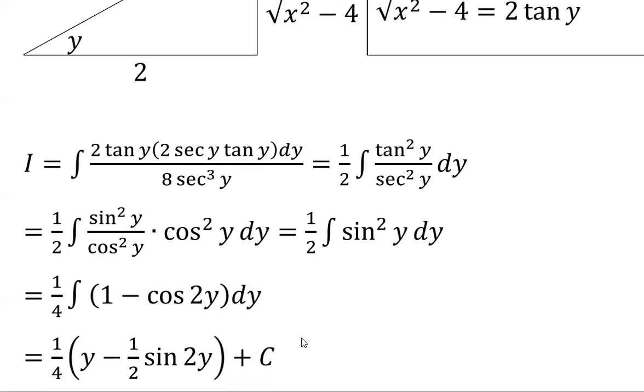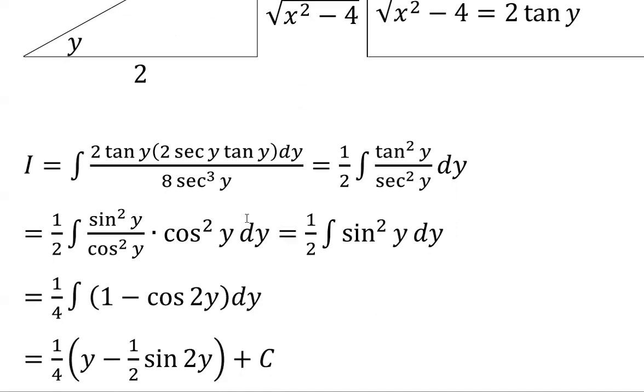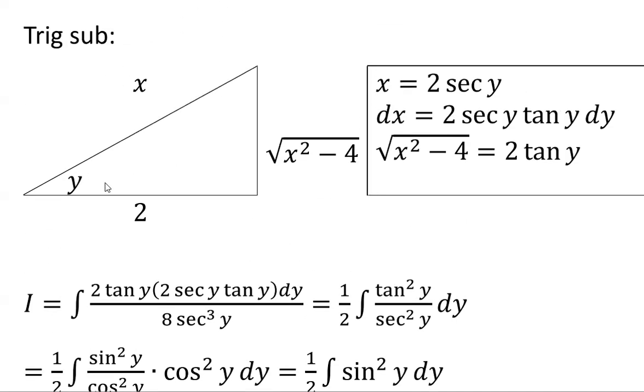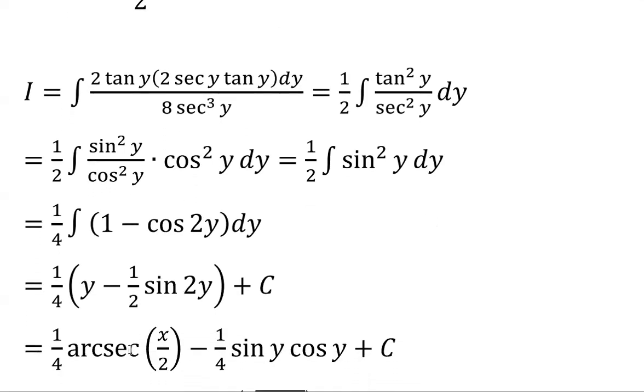And then we got to back substitute. What is y? You can use any of the inverse trig functions, but since we already have secant here, y is arcsecant of x over 2. Okay, sine 2y, how do we get that? Well, we can use the trig identity that sine 2y is 2 times sine y times cosine y. So that's what I did.